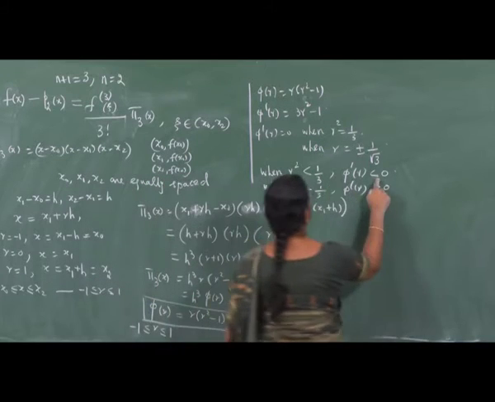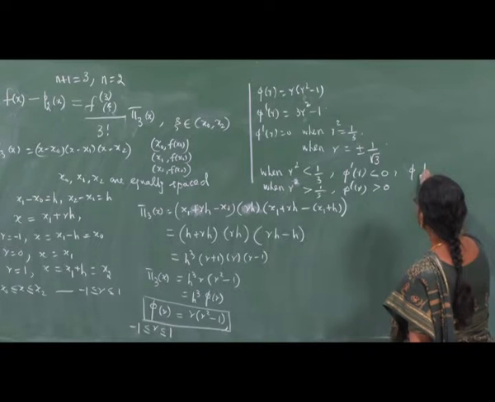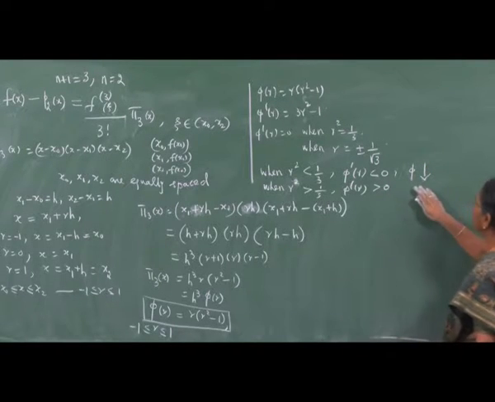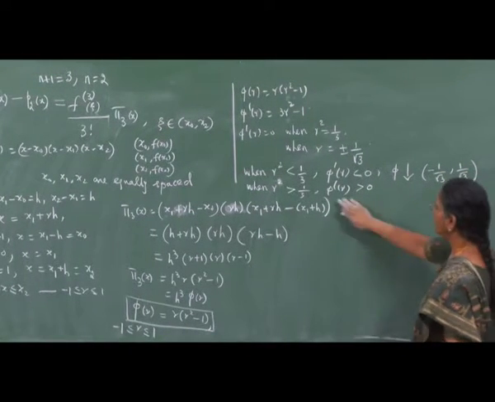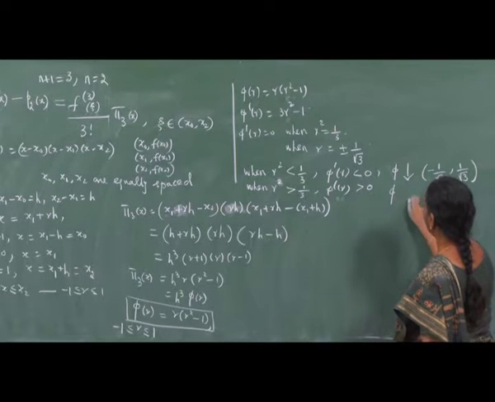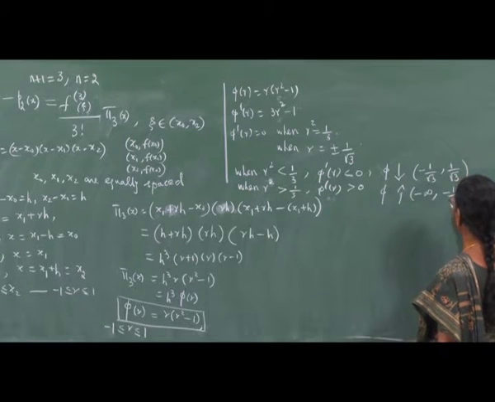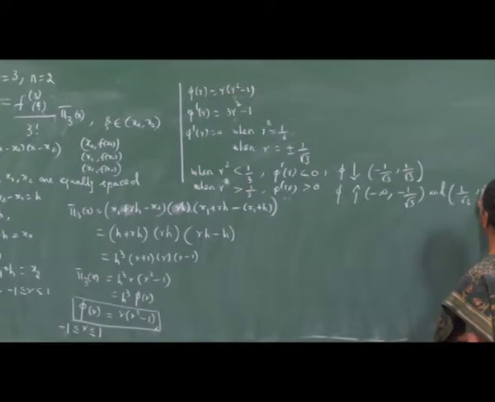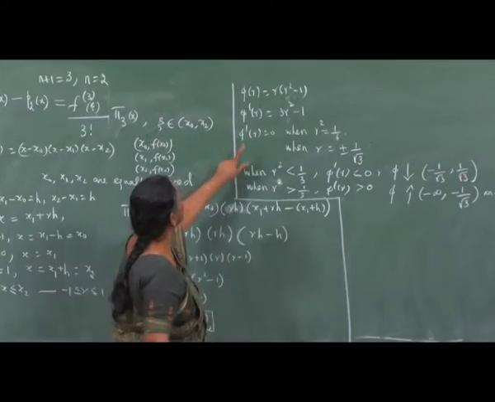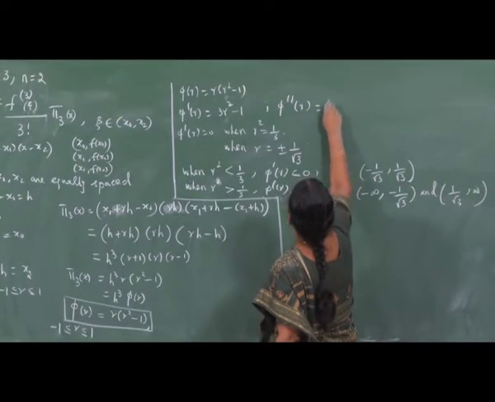So, this tells us that phi decreases in the interval minus 1 by root 3 to plus 1 by root 3, and this tells us that phi increases in the interval minus infinity to minus 1 by root 3 and 1 by root 3 to infinity. Phi double dashed of r is going to be 6 r.